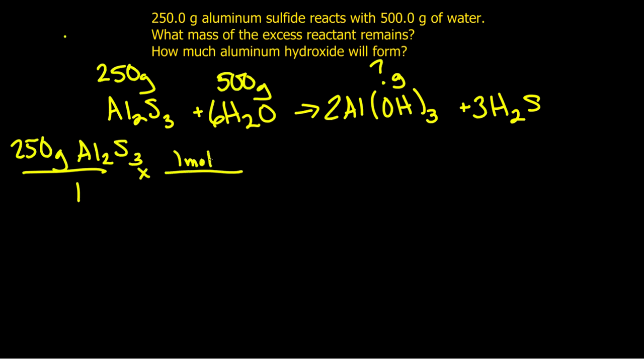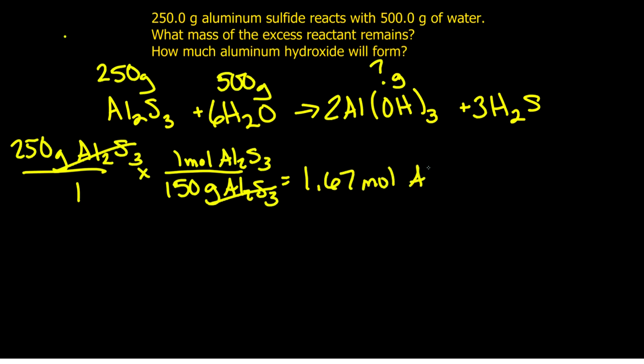So 1 mole of aluminum sulfide is how many grams? Aluminum is 27. There's 2 of them. Sulfur is 32. And there's 3 of them. So we add all that up. We get 150. So grams of aluminum sulfide cancel out. So 250 times 1 divided by 150 gives me 1.67 moles aluminum sulfide.